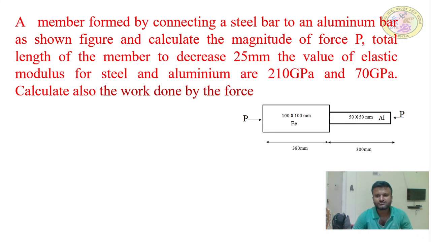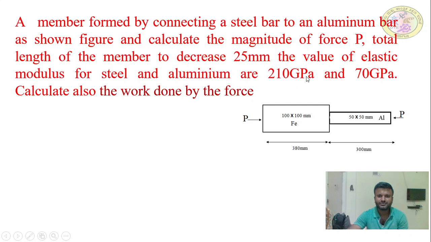There is a contraction. The force applied is compressive in nature. One is steel and another one is aluminium. The steel member is a 100 mm by 100 mm section and the aluminium is a 50 by 50 mm section. The length of the steel member is 380 mm and the length of the aluminium member is 300 mm. We need to find the work done by this force P, and also calculate the magnitude of force P. The member undergoes a deformation of 25 mm, and the elastic modulus of steel is given as 210 GPa and aluminium 70 GPa.